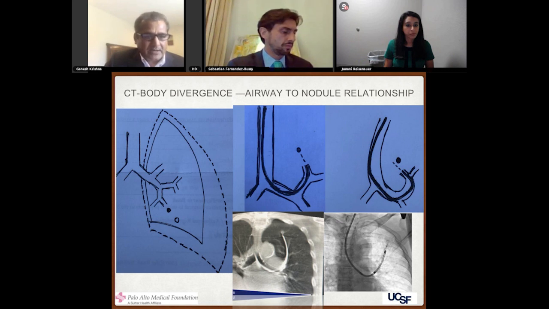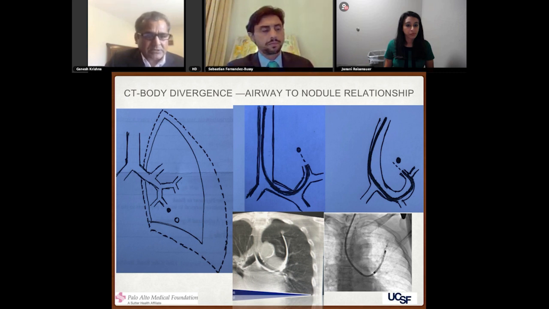So the left-hand cartoon actually shows how CT to body divergence occurs. And as you can see, it's more pronounced in the bases due to the shape of the lung, which is a conical structure and not a perfect cone.